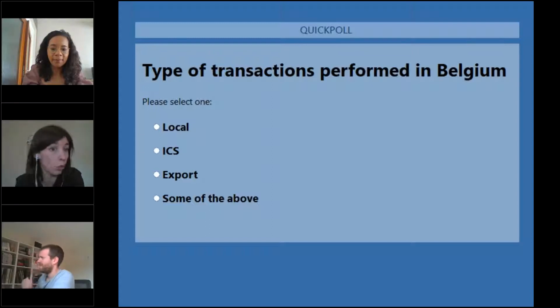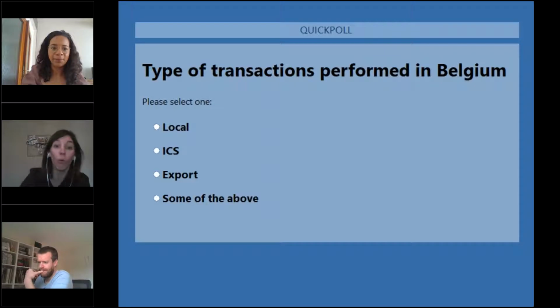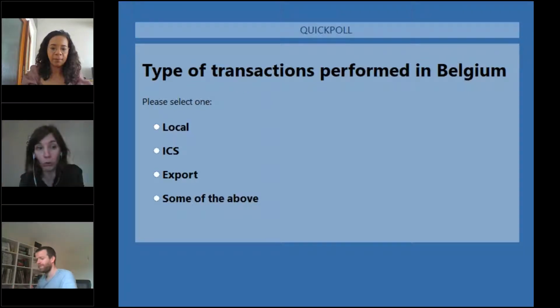First one is only local supplies of goods. The second one is intra-community supply of goods. We will deep dive into this. So meaning all transactions with other EU countries, export, non-EU countries, or some of the above. So both local and intra-community supply, or both local, export, of intra-community supply and export. So you can answer this question and vote.